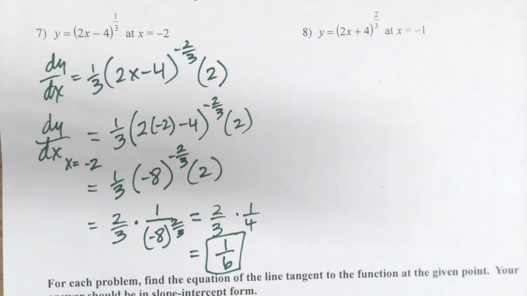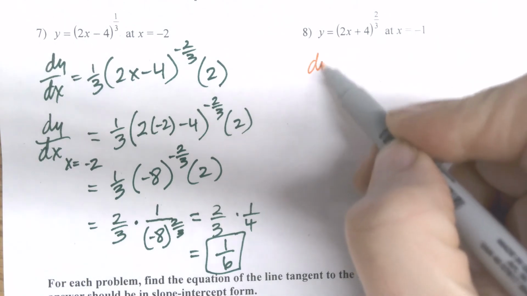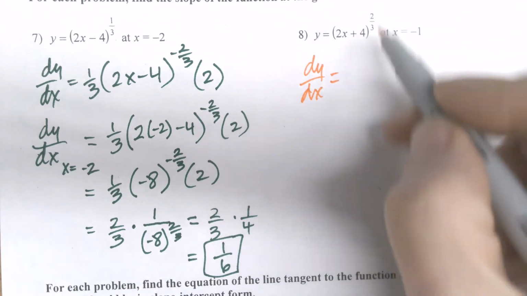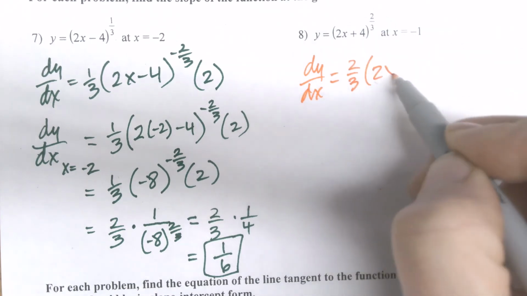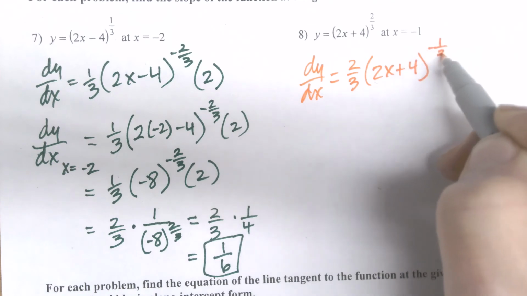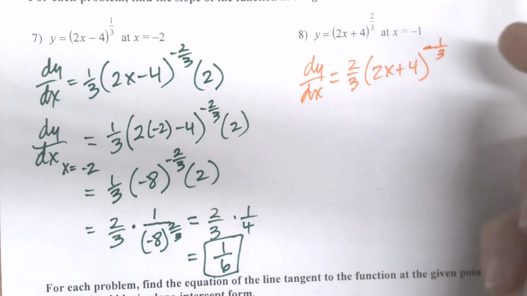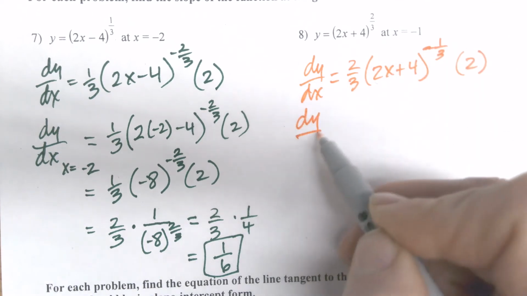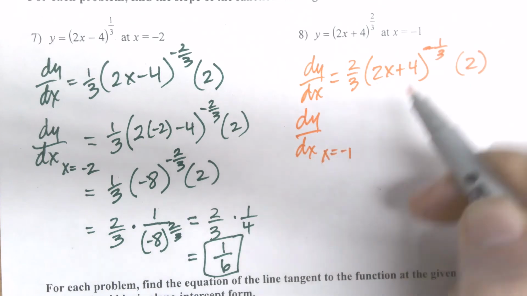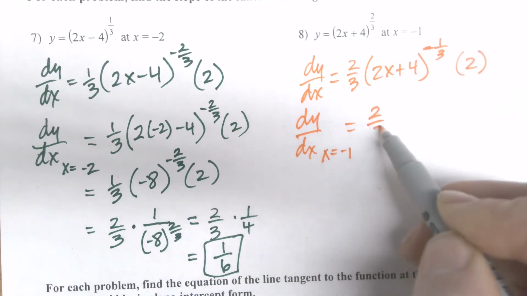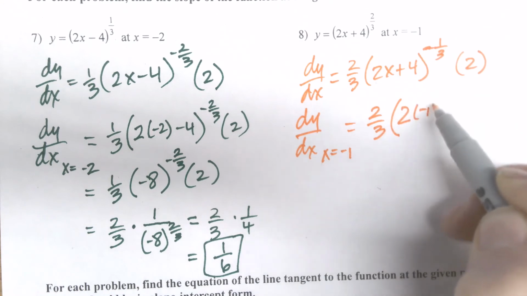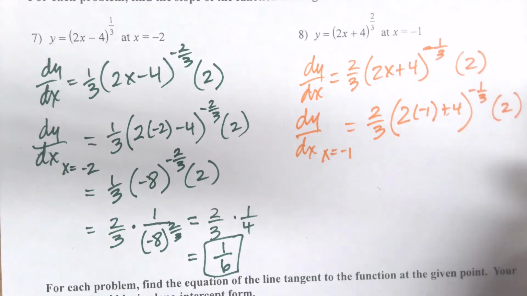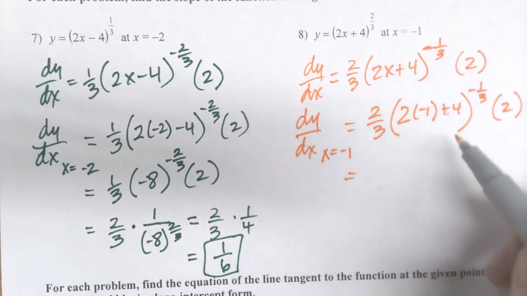I've got another one similar to that, another one with those powers, dy/dx. Finding the slope at the given point means take the derivative, 2/3 times 2x plus 4 to the negative 1/3. That again is 2/3 minus 1 times 2, derivative of the inside. I'm going to do dy/dx at x equals negative 1. So 2/3 times 2 times negative 1 plus 4 to the negative 1/3 times 2. Again, I'm going to kind of move this stuff around and adjust.